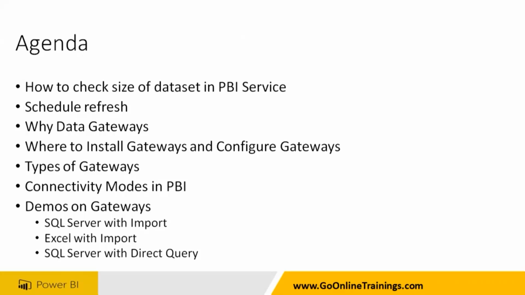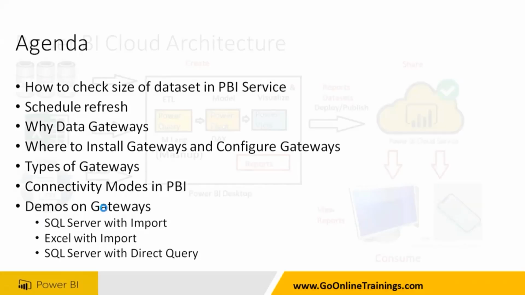And we spoke about the types of gateways: personal gateways and enterprise or standard gateways. Personal gateways can be used for only one user, and the data can be refreshed a maximum of 8 times per day. There are some limitations, which we also spoke about. Connectivity modes in Power BI: we had seen import and direct query or live query. The third one is live connection. Today we're going to work on demos on gateways, testing different scenarios.